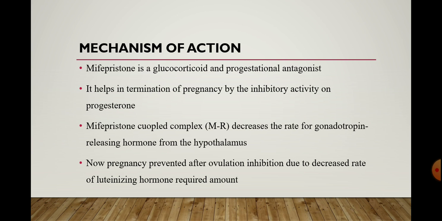Next is the mechanism of action of Mifepristone. Mifepristone is a glucocorticoid and progestational antagonist. It helps in the termination of pregnancy by its inhibitory activity on progesterone. The Mifepristone couples with the receptor, forming a complex, and decreases the release of gonadotropin releasing hormone from the hypothalamus. Now the pregnancy is prevented after ovulation inhibition due to the decreased rate of luteinizing hormone required amount.